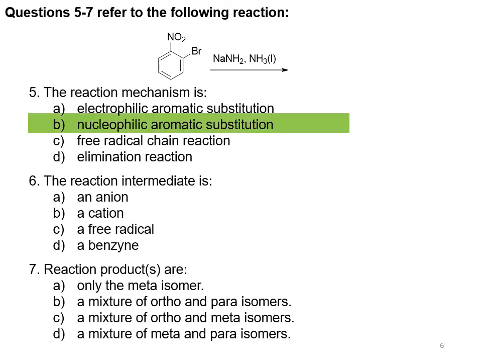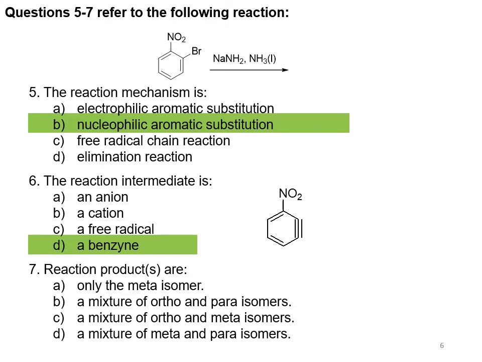from the benzene ring to give benzyne as an intermediate. And benzyne is an intermediate in nucleophilic aromatic substitutions. And that also answers the next question. Question number 6. The reaction intermediate is benzyne. And then the reaction products: benzyne reacts with a nucleophile, of course nucleophilic aromatic substitution, and the nucleophile can add to either carbon of the triple bond.